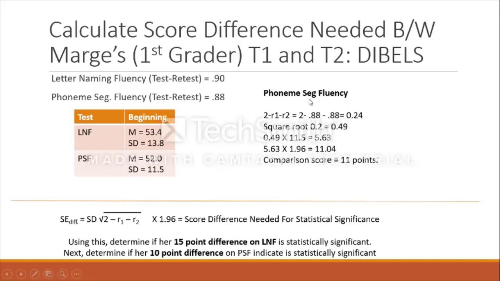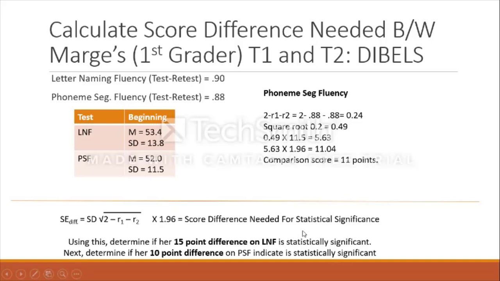So if we looked at phoneme segmentation fluency, we calculate everything out. We get 11.04 by just plugging everything into this formula. And the comparison score really is close enough to 11 that we would say 11 points. She had a 10-point difference, so she did not have a statistically significant difference between her pre-test and her post-test scores.